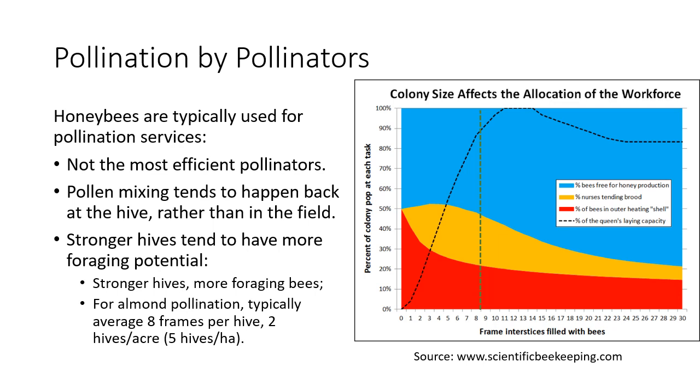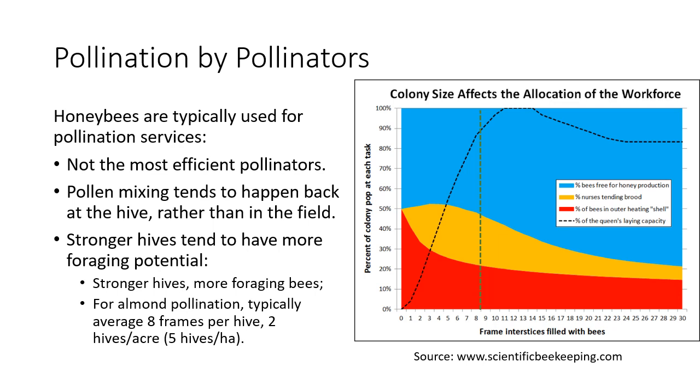Within the figure, the y-axis shows the percent of the hive that is dedicated to the various tasks. Temperature is in red, tending to the brood is in yellow, and foraging bees are in blue. Along the x-axis is the number of frames within that hive that are filled with bees. As hive strength increases, the percentage of bees performing maintenance functions decreases, while the percentage of foragers increases. This, along with greater bee numbers, leads to a larger number of foraging bees.